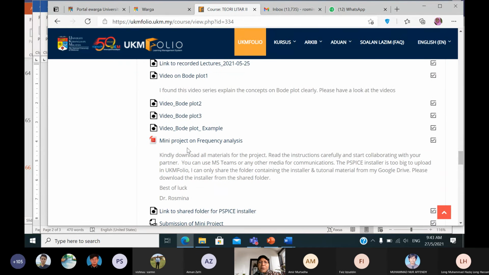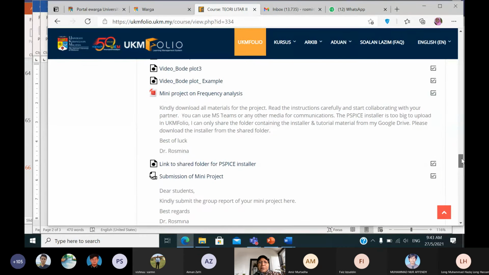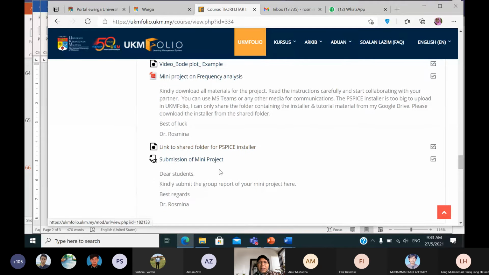Okay, so I upload already the mini project and link for the PSpice installer. Okay, the submission, I put the submission tab. So you must submit through UKM Folio. Do not email, because it's very difficult to organize files received from emails. From the UKM Folio, the system will organize very well according to the student name.